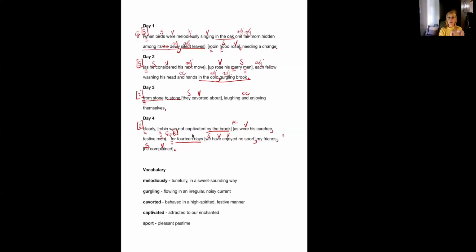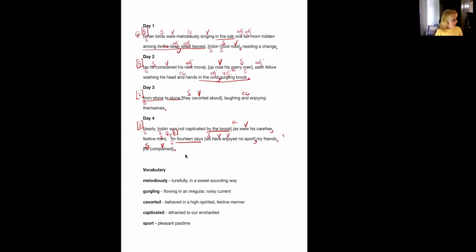So since the clearly is describing that whole fact, I put a comma with it. If it were just describing how he was captivated or how he captivated, then I would not have a comma with it. But it's describing Robin was not captivated, as were his carefree, festive men. So we have was captivated is our verb, Robin is the subject, as were his carefree, festive men were, and then men is the subject. That's who were. We have enjoyed is our verb, and we is the subject. He complained is the verb, he is the subject.